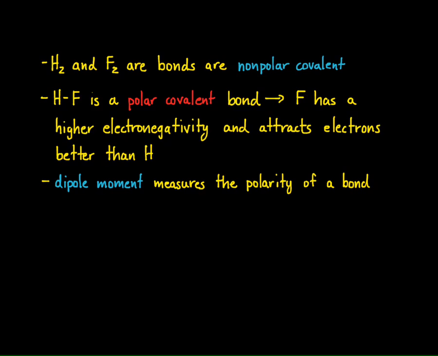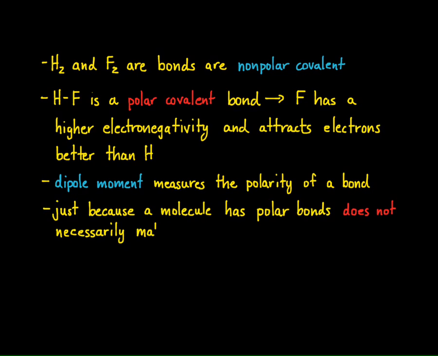Another very important note is to understand that just because a molecule has polar bonds does not necessarily make it a polar molecule. A classic example of this is carbon dioxide. So if we look at the Lewis structure of carbon dioxide, I'm going to draw this out here. Oxygen is double bonded to carbon, which is double bonded to the other oxygen. There are 2 pairs of electrons around each oxygen.